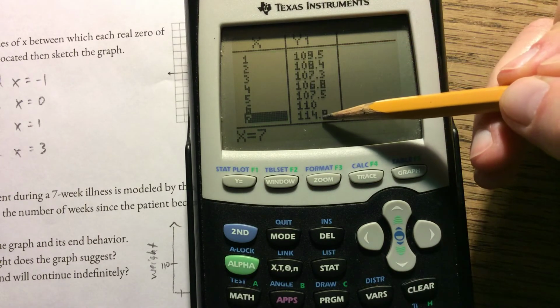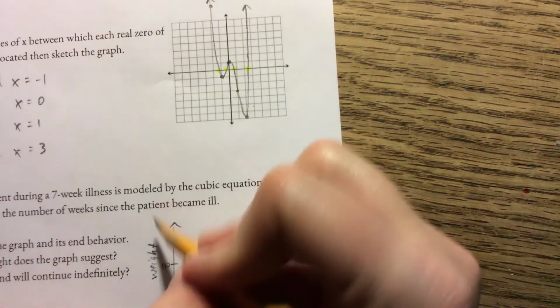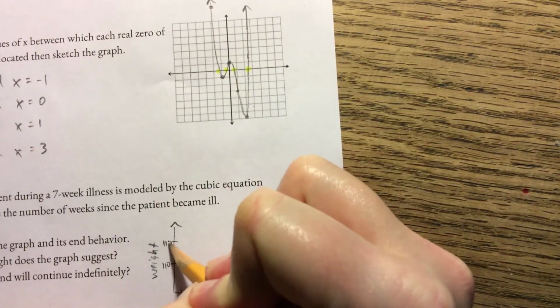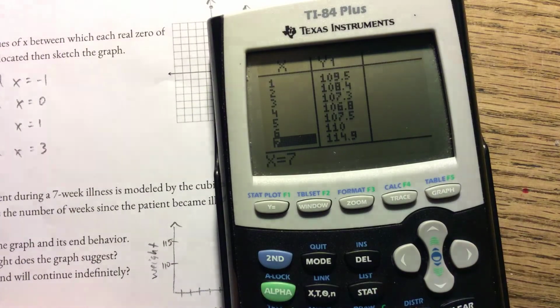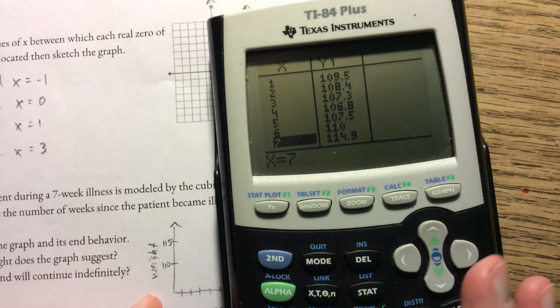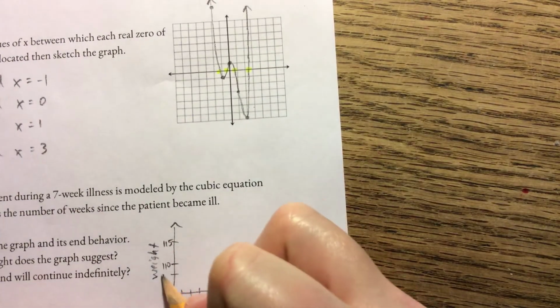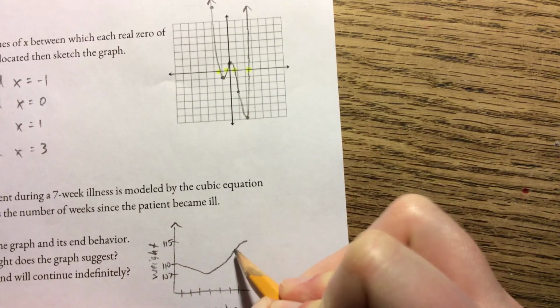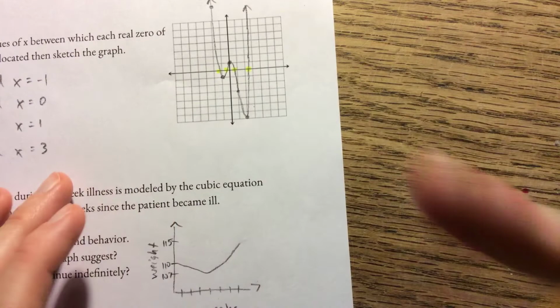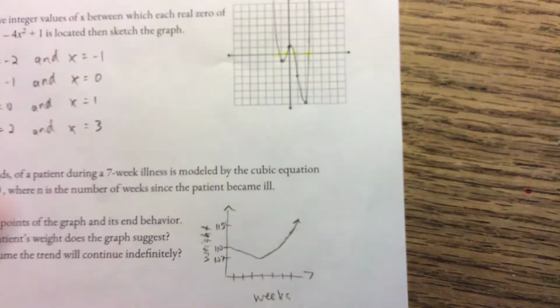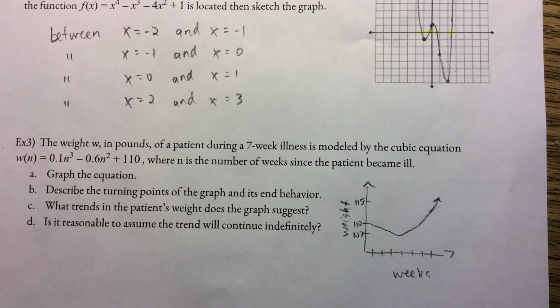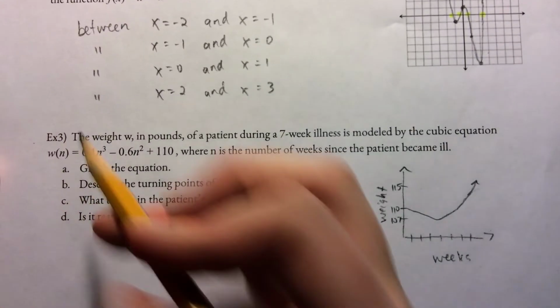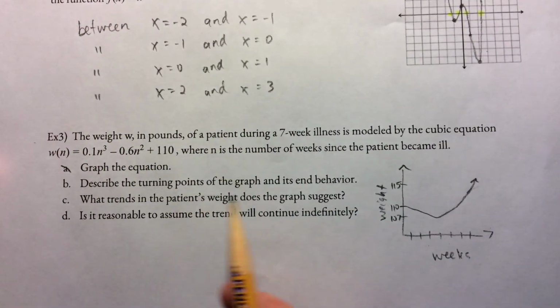So if I say 115 is here, how far down did they go? They went down to like 107. So they dipped down and then came back up. So this is just a sketch of that graph. So we have A done, graphing it. Next: describe the turning points of the graph and its end behavior.